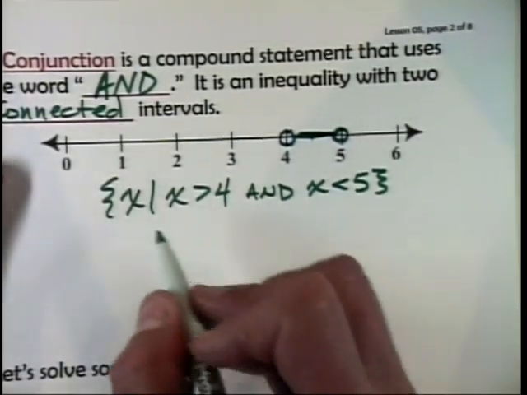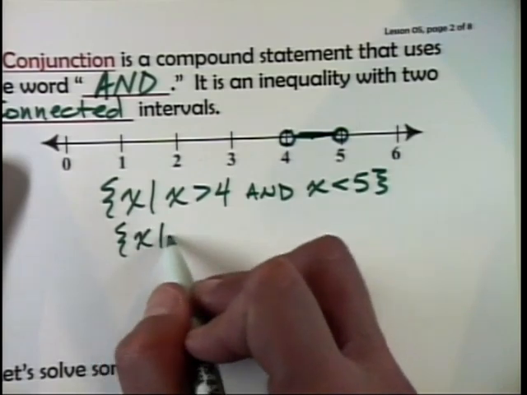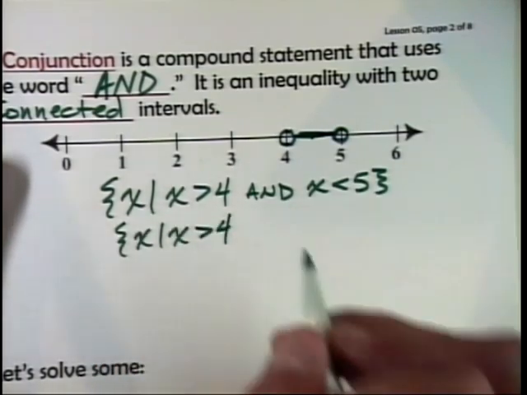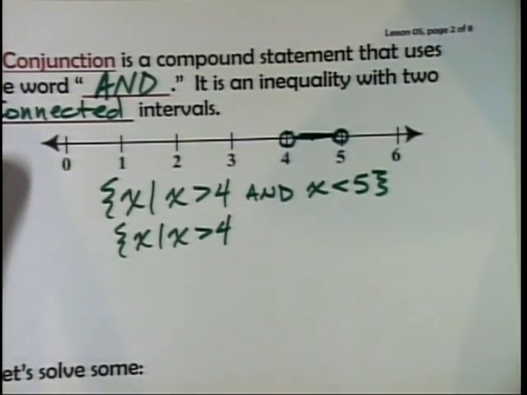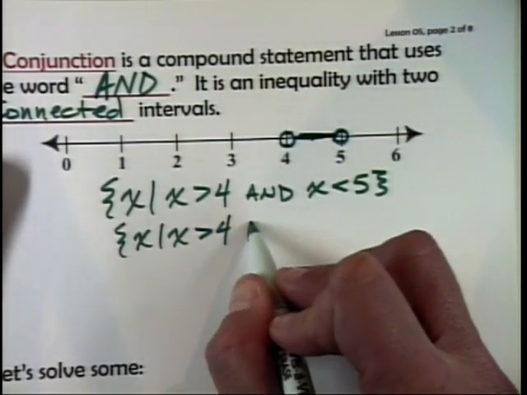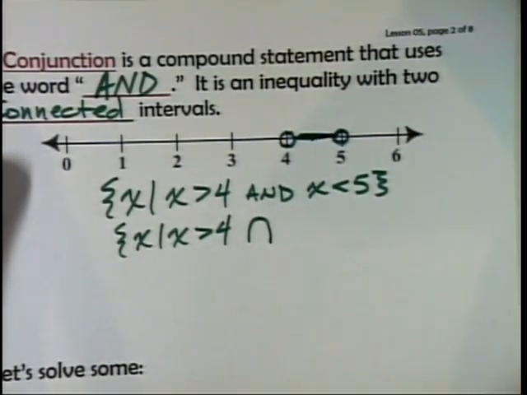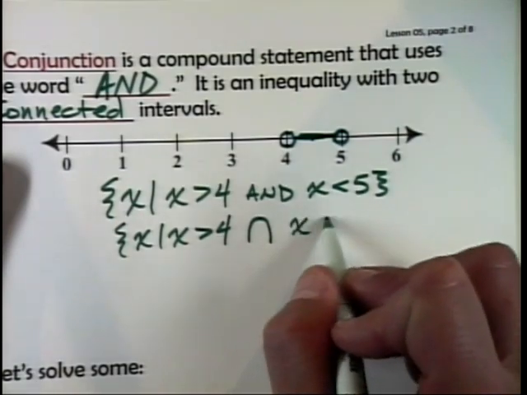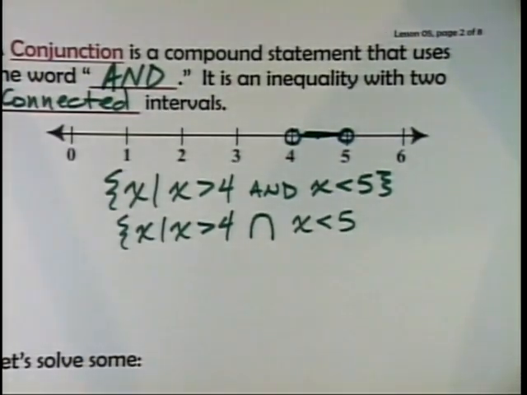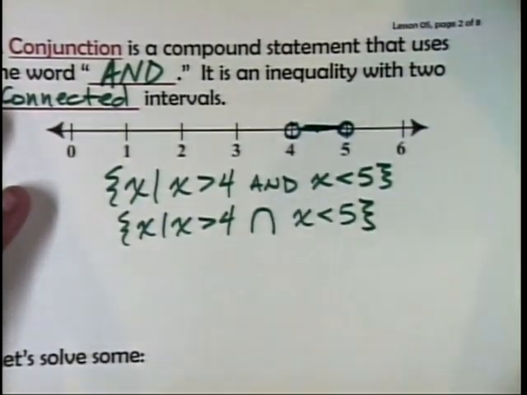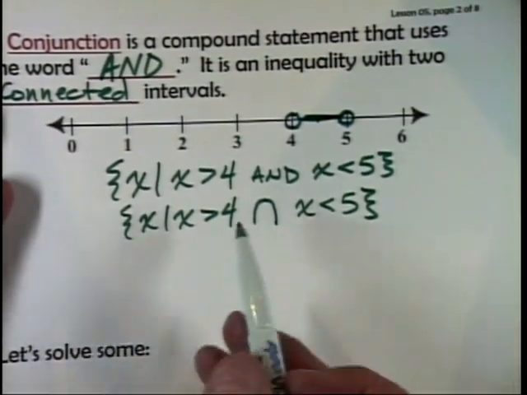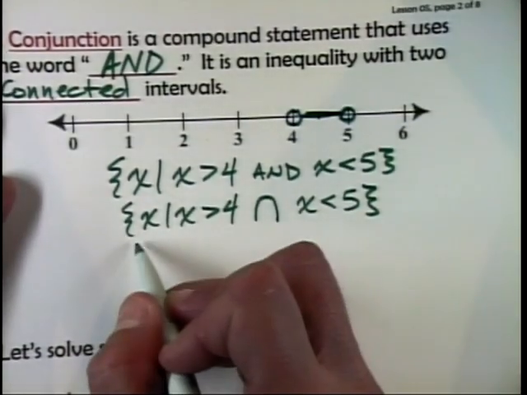We can use another symbol here, similar to the union symbol, called the intersection symbol. The intersection is a mathematical symbol for the word and, it's kind of like an upside down U. And that means and, or intersected with, x is less than 5. But because this is a connected interval, we can actually write this as a compound inequality without the word and in it, and it would look like this.